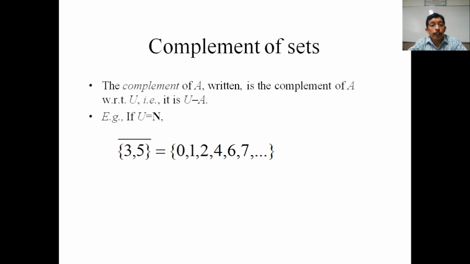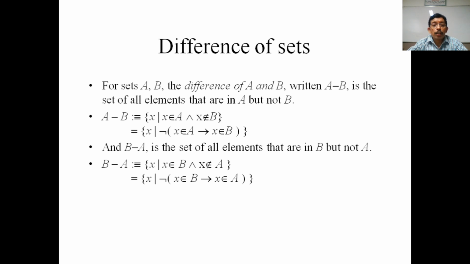For the complement of a set, A is any set and U is the universal set. The complement is denoted by A dash. Then A dash is equal to U minus A. It means A dash is the set which contains those elements of U which do not belong to A. Is it clear? Now the difference of sets.